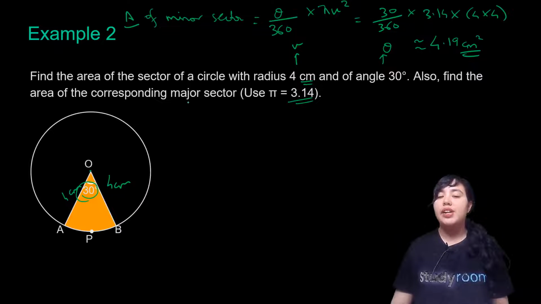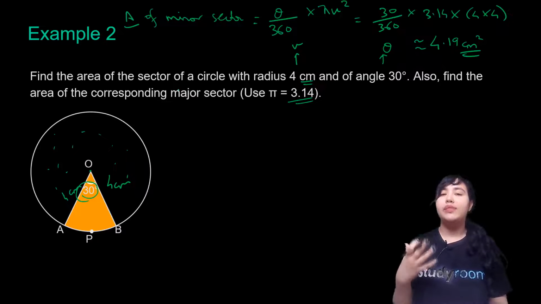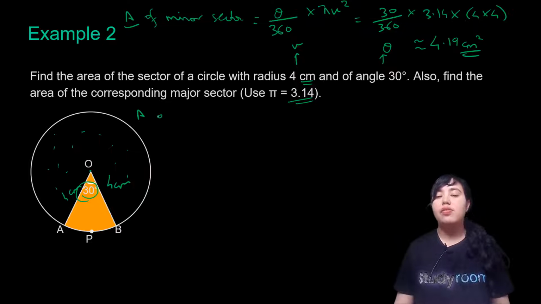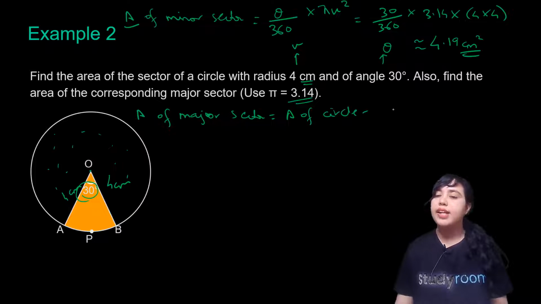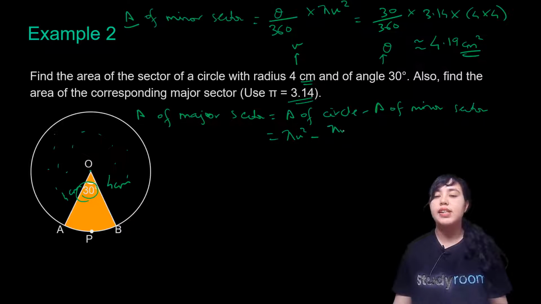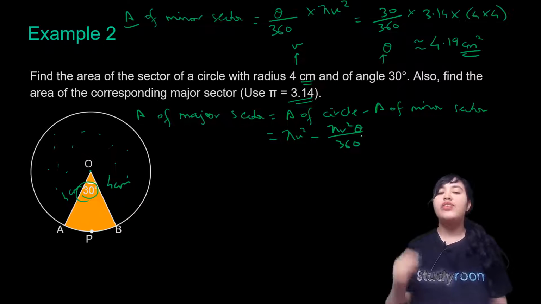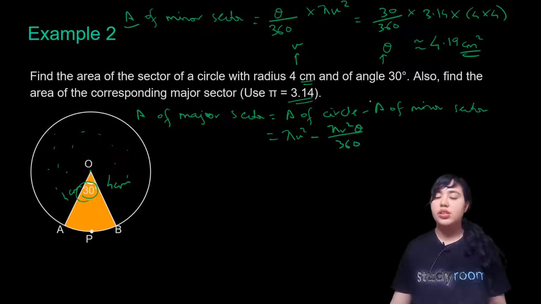Now how will you find out the area of the major sector? This is the major sector. So I told you that minor sector plus major sector make up your circle. So to find out the area of the major sector, you can do area of circle minus area of minor sector. So here you know the area of circle, that is pi r square, minus the area of minor sector, that is pi r square theta upon 360. So if you remember that formula, it's good, you could have used it directly. Now it will just require 2-3 more steps to derive this formula, that's it.